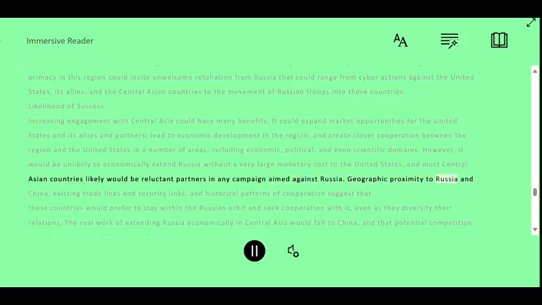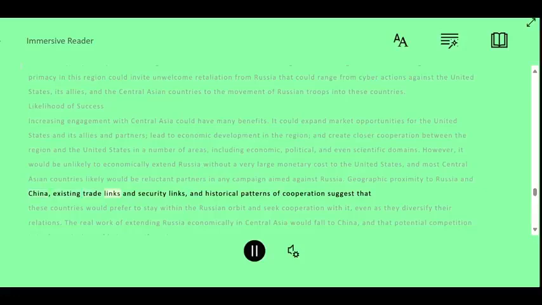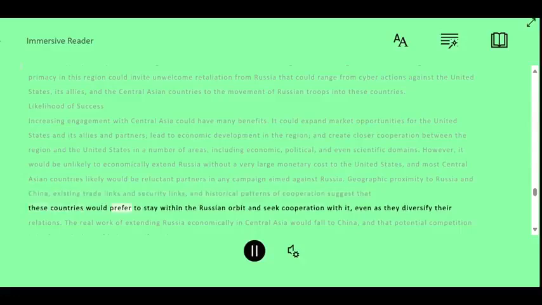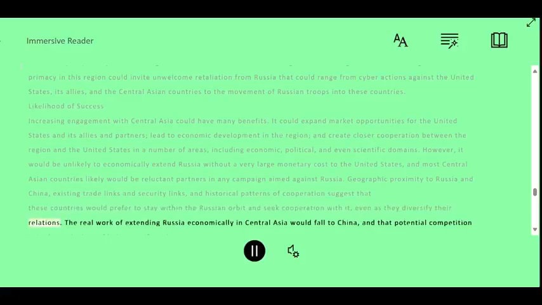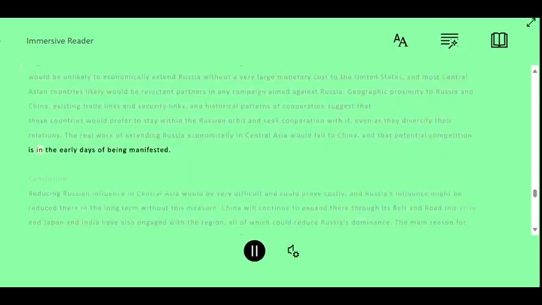Geographic proximity to Russia and China, existing trade links and security links, and historical patterns of cooperation suggest that these countries would prefer to stay within the Russian orbit and seek cooperation with it, even as they diversify their relations. The real work of extending Russia economically in Central Asia would fall to China, and that potential competition is in the early days of being manifested.